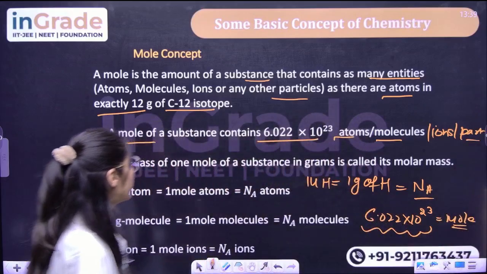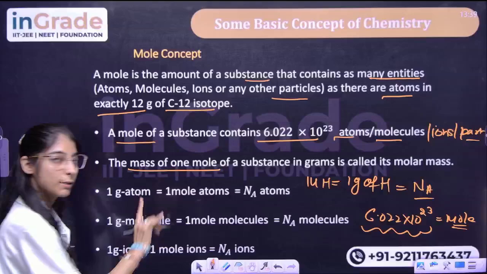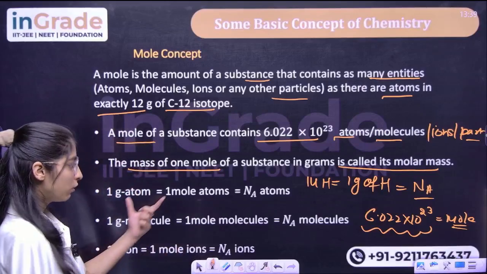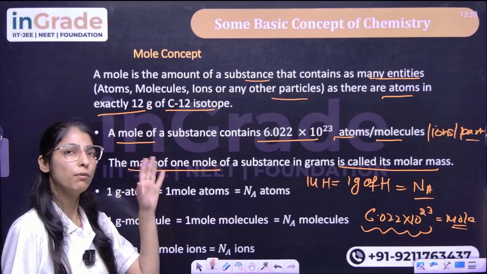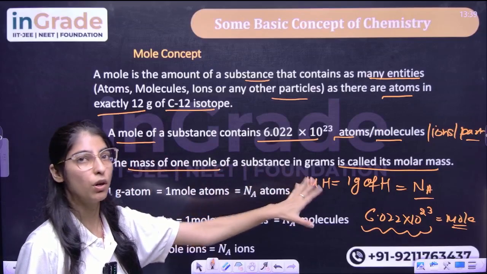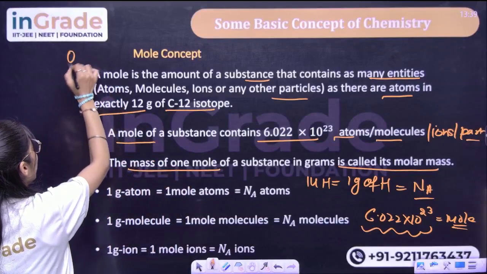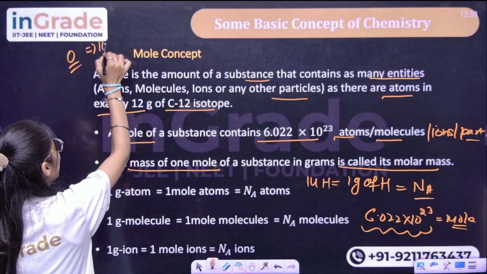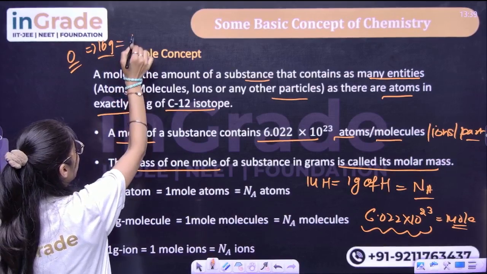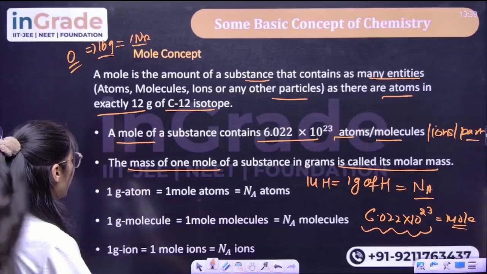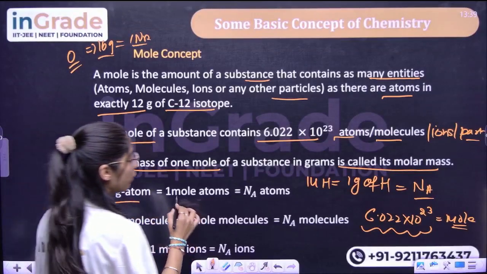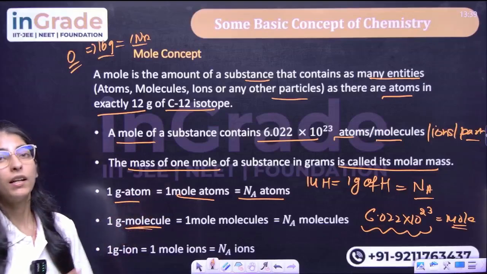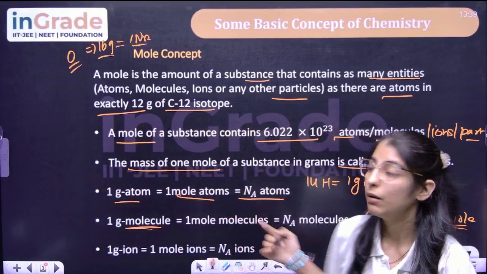Now see, the mass of 1 mole of a substance in gram is called your molar mass. If we represent the mass of 1 mole of a substance in gram, that is known as your molar mass. For example, if I ask what is the molar mass of oxygen, you say, ma'am, it will be equal to 16 gram, which means 16 gram is equal to 1 Na. Now see, 1 gram atom is equal to 1 mole of atoms, or Na atoms. So 1 gram molecule will contain Na molecules.